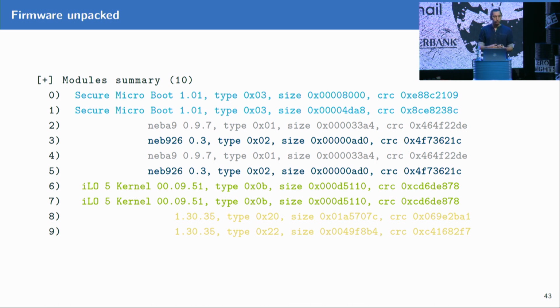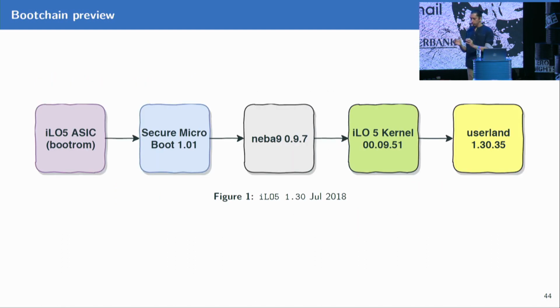Okay, so now we are able to parse the header. We are able to parse the list of all the modules that are embedded within the firmware. We saw there are 10 of them, including the boot block at the end. So just to give you a preview of the boot chain of the iLO 4 system: we have the boot RAM, which is located inside the ASIC, which will pass the hand to Secure Microboot, then to Neba 9, which in turn will go to the kernel, and then to the userland.